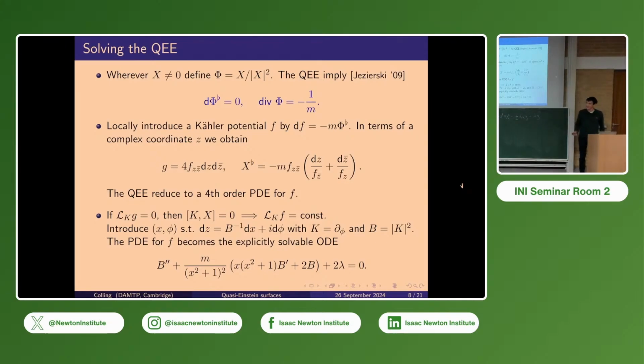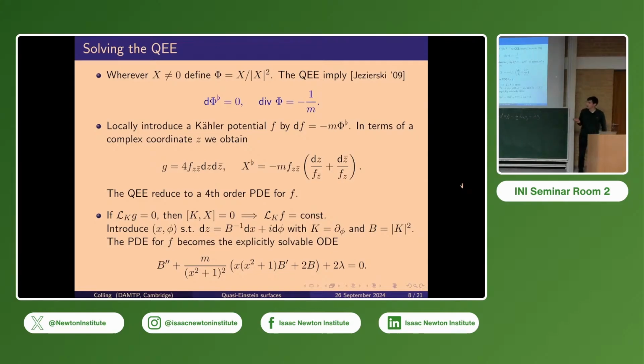So if there is a Killing vector, then we know that it commutes with x. So in particular, it preserves phi, and this implies that k applied to f must be a constant. And moreover, we can assume that this constant is not 0, because if the constant is 0, then k will be orthogonal to x, which will imply that x is closed, and we're assuming x is not closed. So then we can rescale k such that this constant is 1.